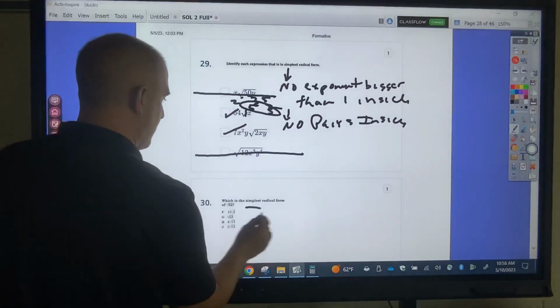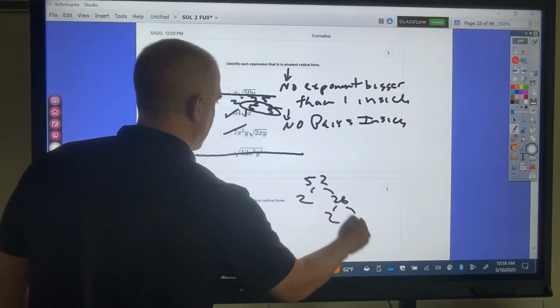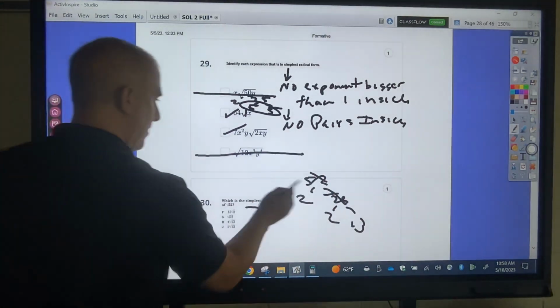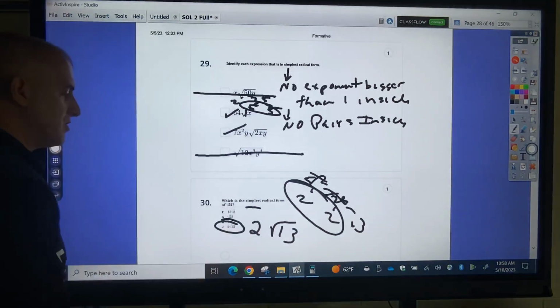On number 30, I would break down 52. That's going to be 2 and 26, 2 and 13. Cross that out. Since it's a square root, I'm circling the pair. So that'd be 2. I did not have 13. So that answer would be J.